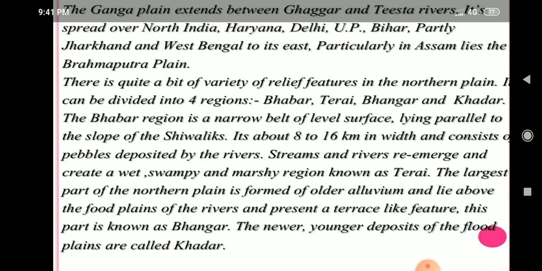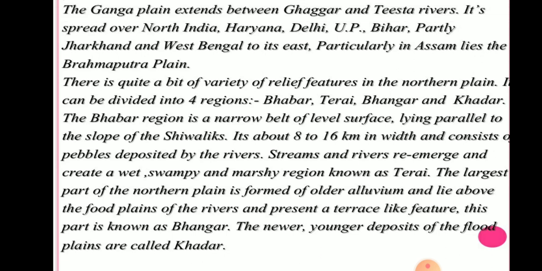Next, after the Punjab plain, we have the Ganga plain extending between Ghaggar and Tista river. It is spread over North India: Haryana, Delhi, UP, Bihar, partly Jharkhand and West Bengal to its east. Particularly in Assam lies the Brahmaputra plain. So we have the Brahmaputra plain.